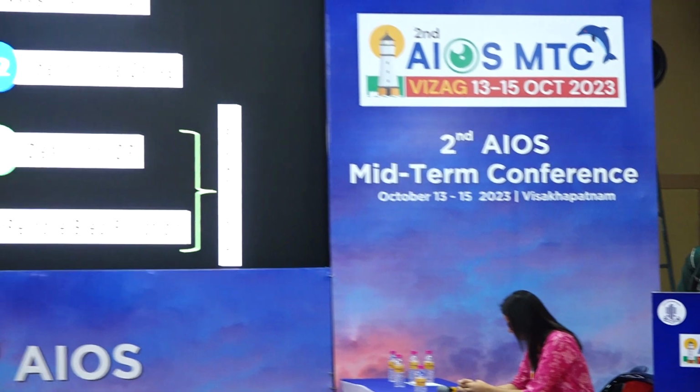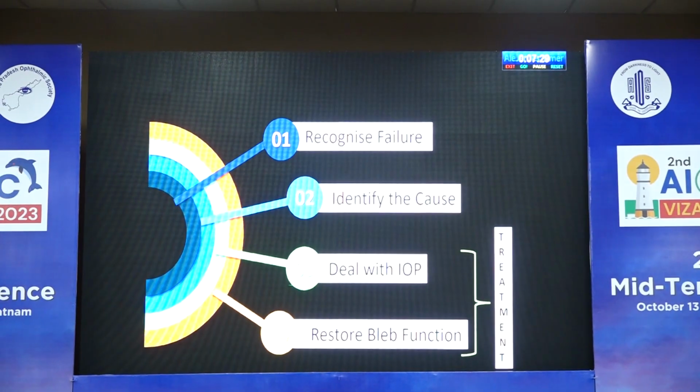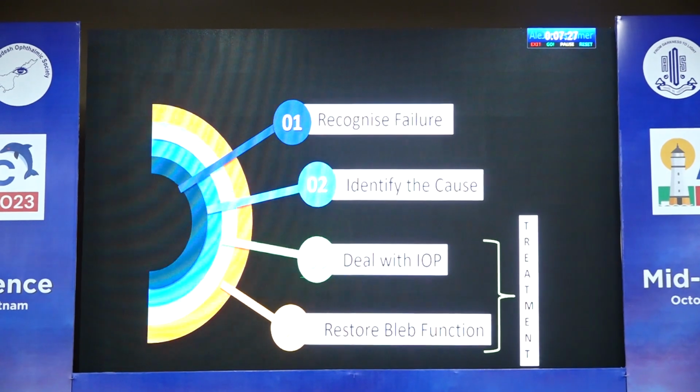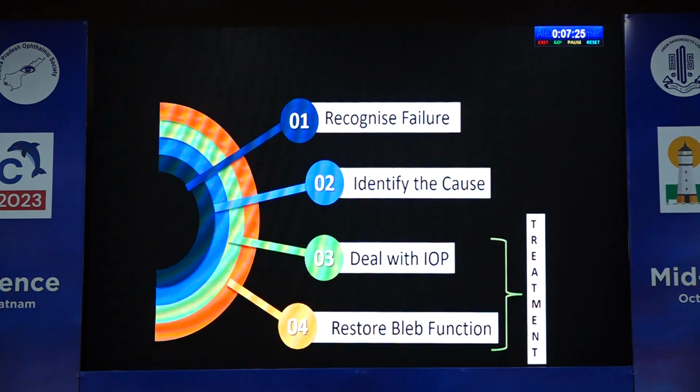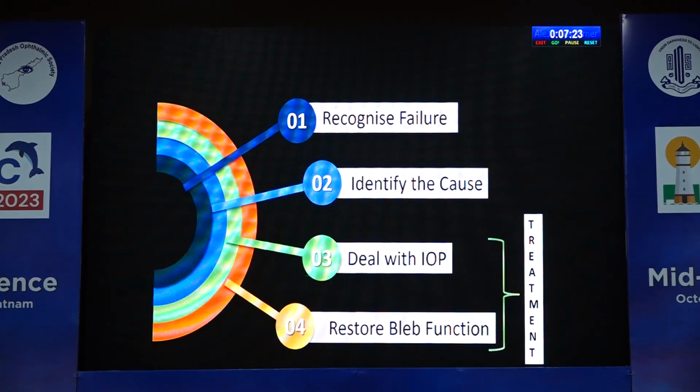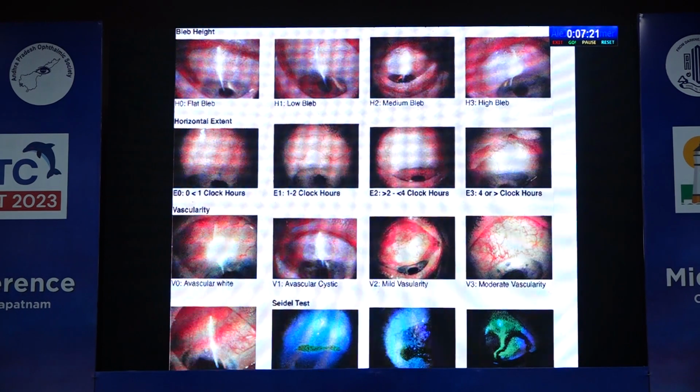So first, what steps do we need to take when we try to manage a failing trabeculectomy, a failing bleb? Recognize failure. We should know what the signs of a failing bleb are. Next is to identify the probable cause or causes. The treatment part involves dealing with the increased intraocular pressure and trying to restore the bleb function. So we'll be coming to these one by one.